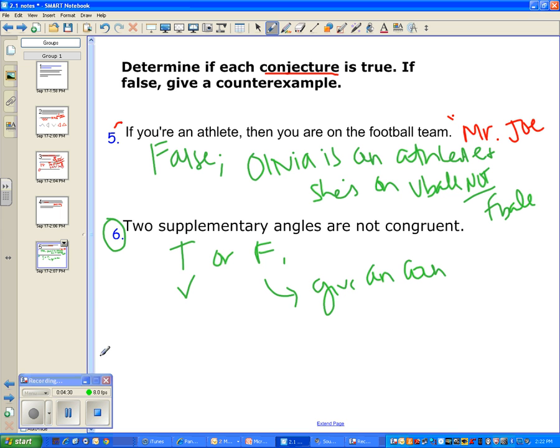All right, so we talked about inductive reasoning, counterexamples, and conjecture. Those are 3 vocabulary words you should have written down in your notes.